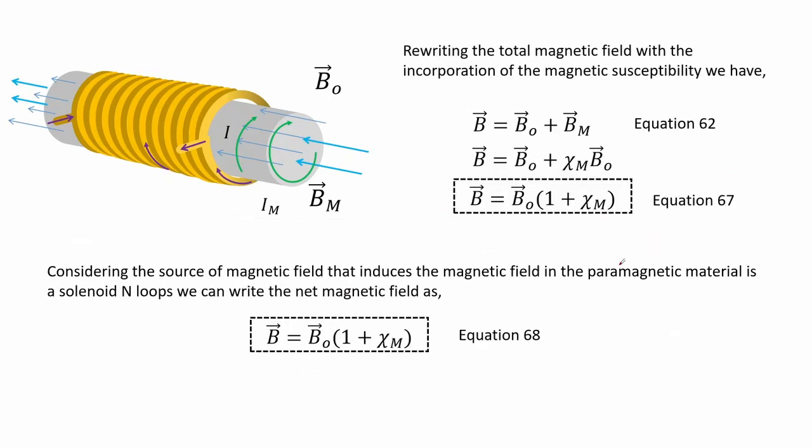Rewriting the total magnetic field with the incorporation of the magnetic susceptibility, we have equation 67. The equation shows that the presence of the paramagnetic material in the solenoid increases the total magnetic field by the factor, but the magnetic susceptibility is so small that it does not increase it that much. Considering the source of the magnetic field that induces the magnetic field in the paramagnetic material is a solenoid of N loops, we can write the net magnetic field as equation 68.